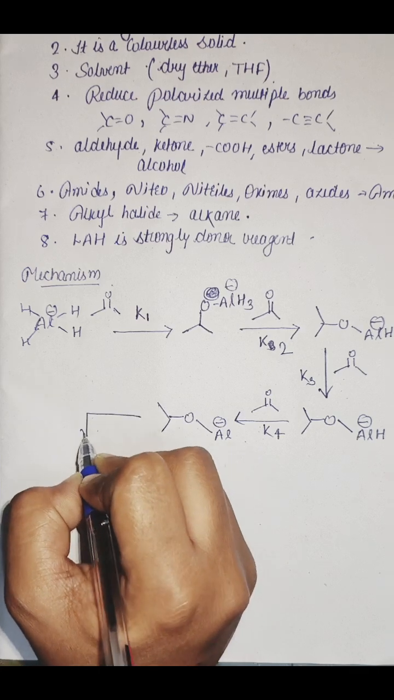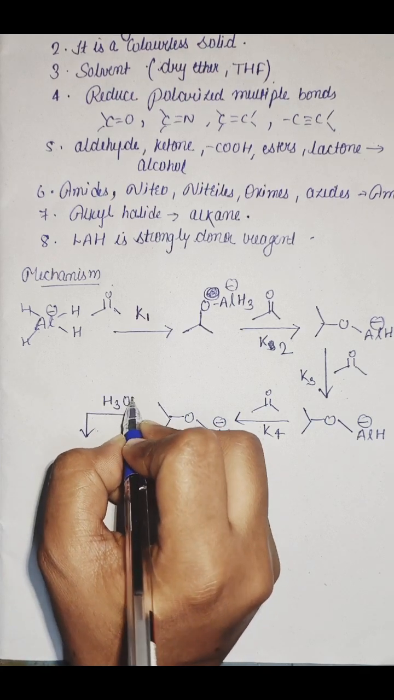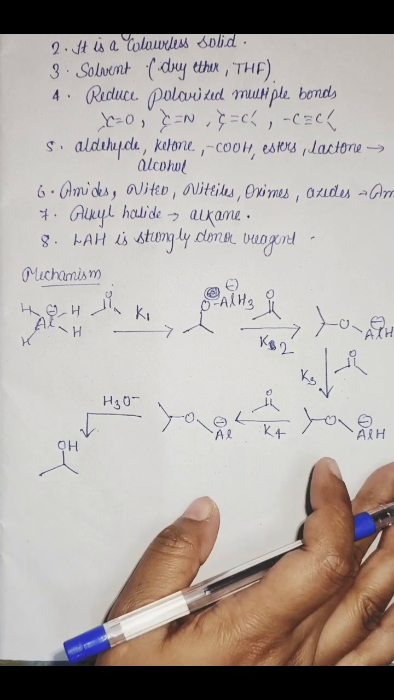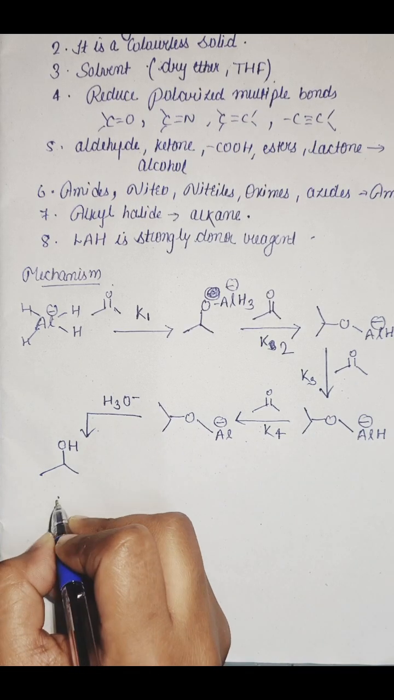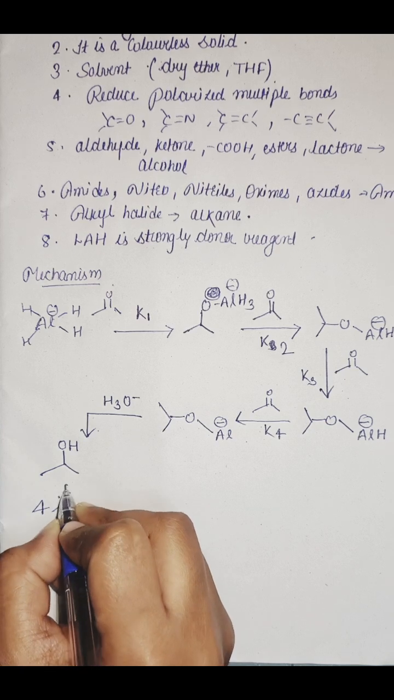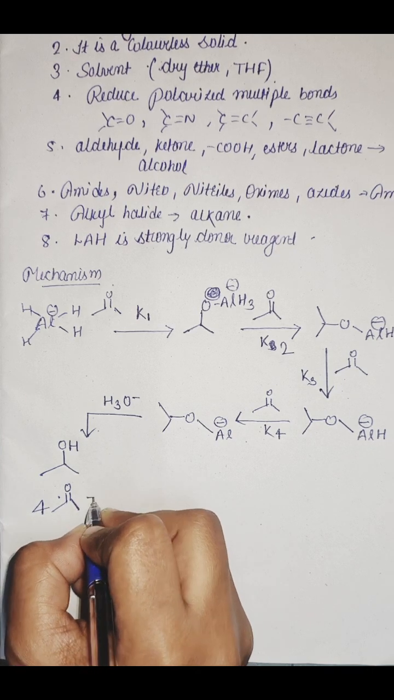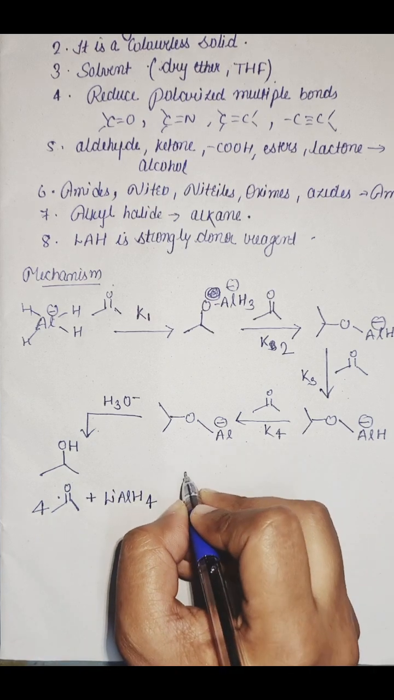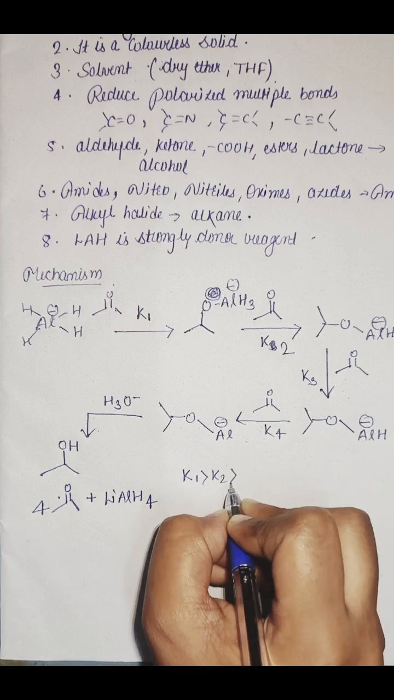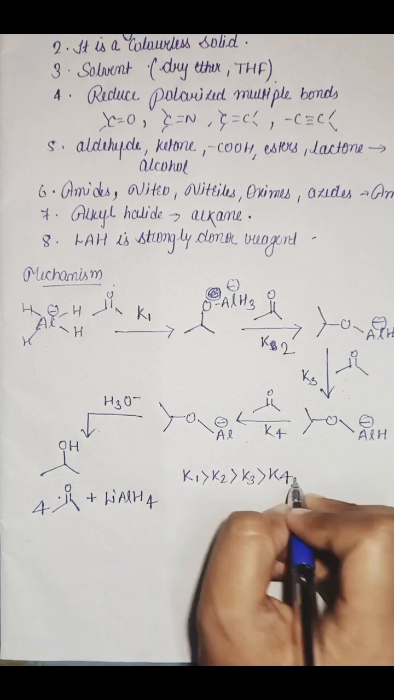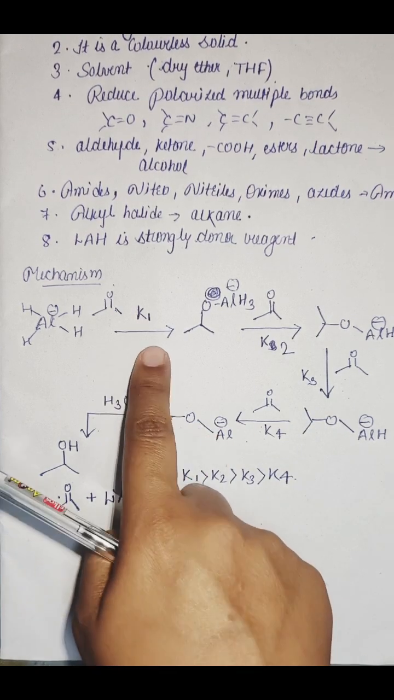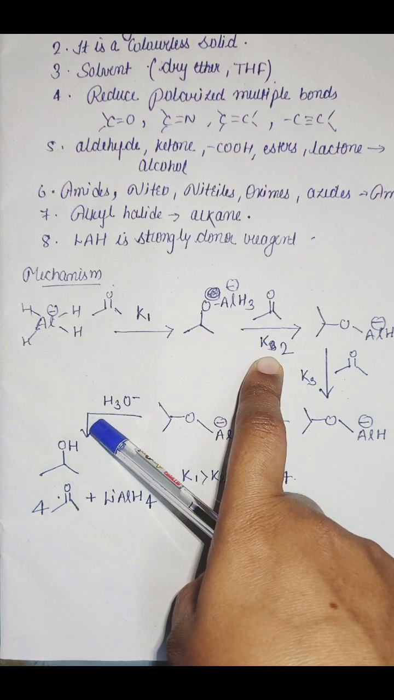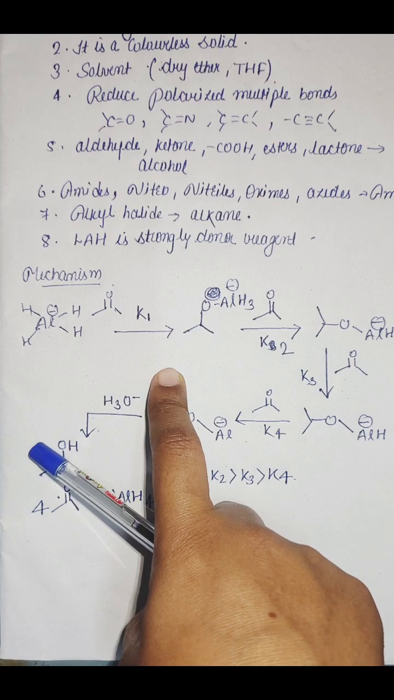And lastly, when we hydrolyze it, we get alcohol. It means we need 4 moles of ketone and 1 mole of LiAlH4. Here the order of rate is K1 greater than K2 greater than K3 greater than K4. This is because in each step we are introducing an alkoxy group, which decreases the reactivity of LiAlH4 due to the minus I effect of the alkoxy group.